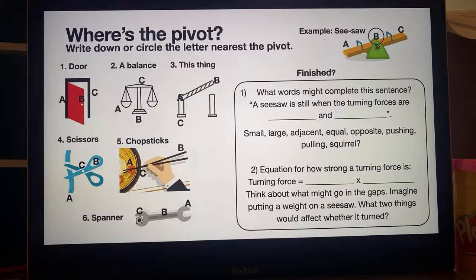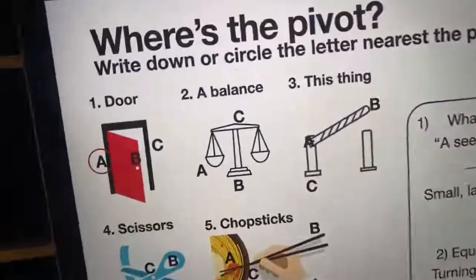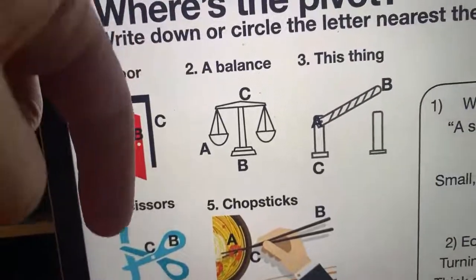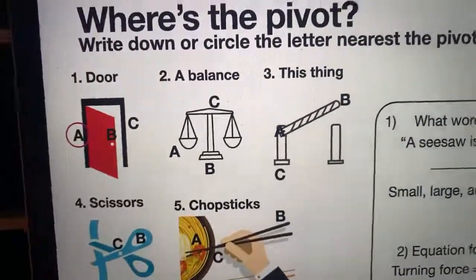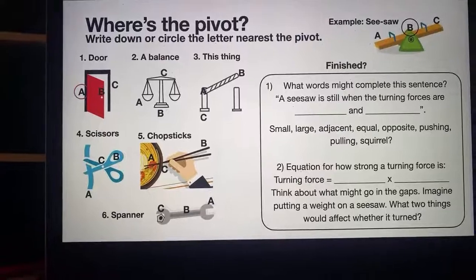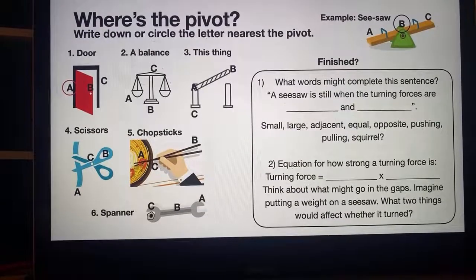Shall we go through it? Yes, I just can't wait to teach you it. Okay, number one, where's the pivot on a door? Well, the door is opening and closing, so the door is turning. So the pivot is A, the hinge of the door. You could stick a pin through the hinge and it wouldn't make any difference to whether the door was turning or not. So A is the pivot point, it's turning around the pivot.